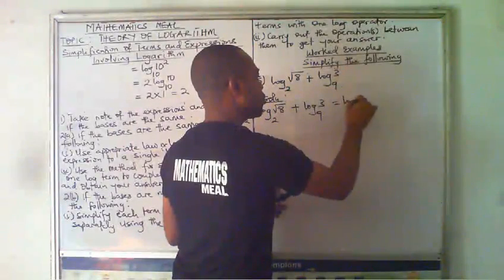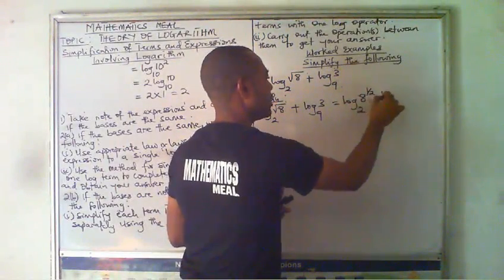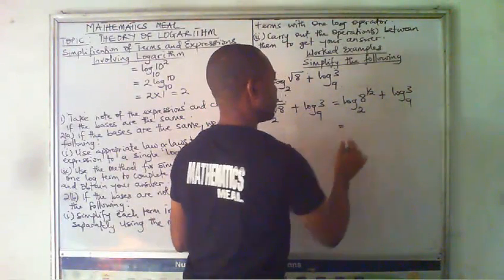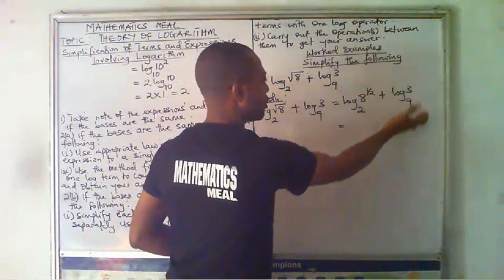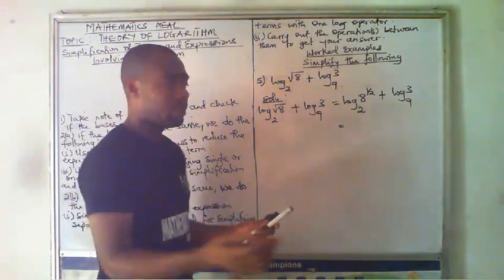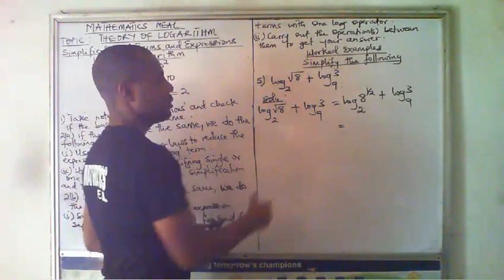Remember that we said that square root of a number is that number raised to power half. So we have this. We have log 3 base 9. Let me handle this separately, and I'll also handle this separately. Remember why we are not combining them. The bases are not the same. Even though we have addition, we can't combine them because they have different bases.